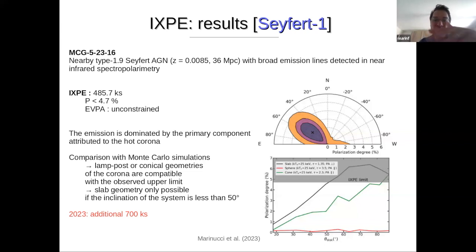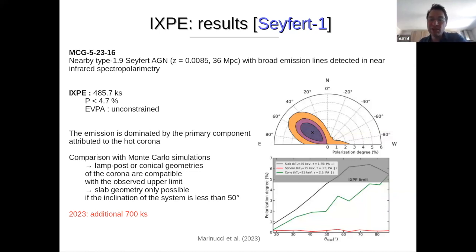But we have different models. Here, you see in the bottom panel three different realizations of the same central engine, same parametrization, but different geometries of the corona. Either a slab, so basically along the equatorial plane, a sphere, which is completely englobing the AGN, the supermassive black hole and part of the accretion disk, or a cone, so basically along the polar direction.